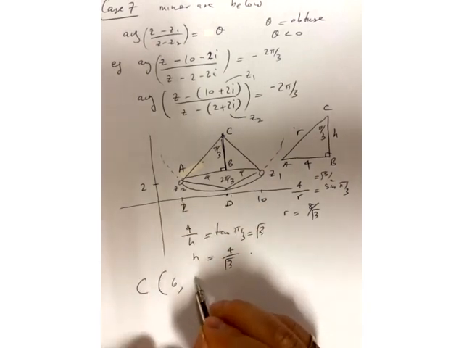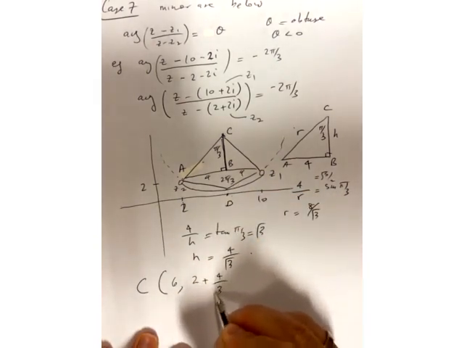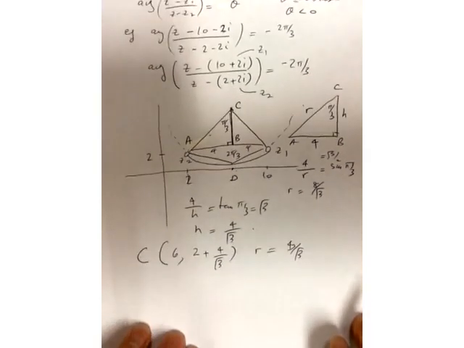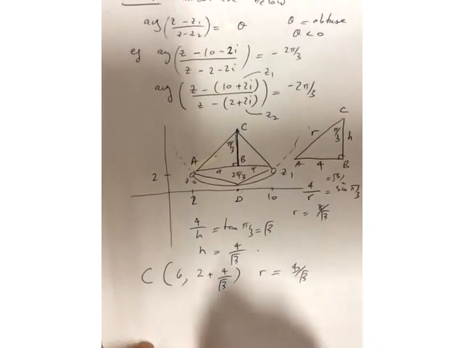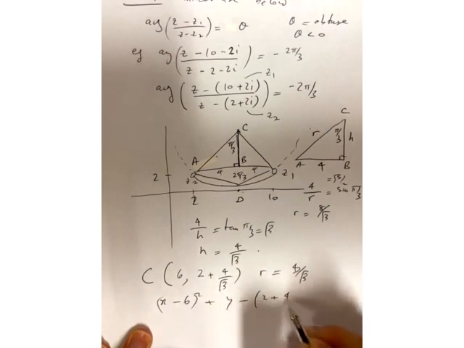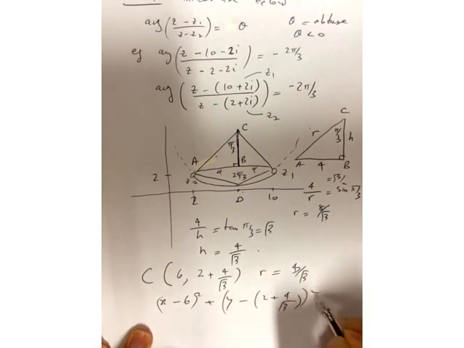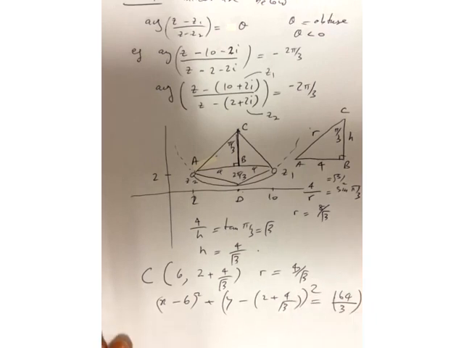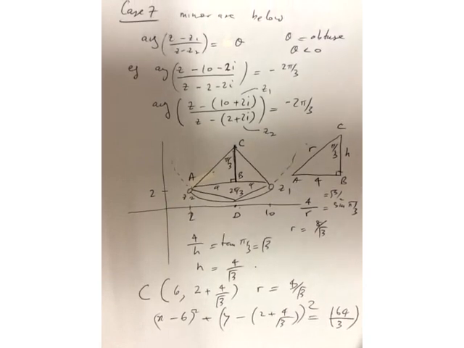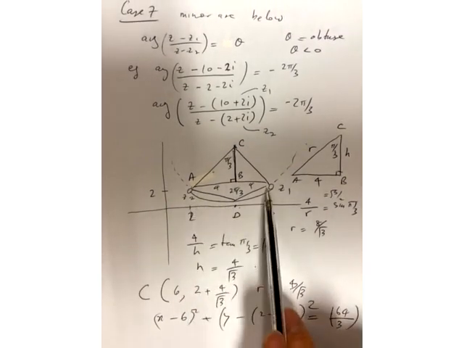So your center is basically 6, because that's 4 units and that's 2 units from here to here. So the center is (6, 2 + 4/root 3), and the radius is 8 over root 3. And the Cartesian equation basically is (x − 6)² + (y − (2 + 4/root 3))² = 64/3. And that's basically the Cartesian equation. And the complex representation is that, and this is going to be a minor arc, and that's where I stop.